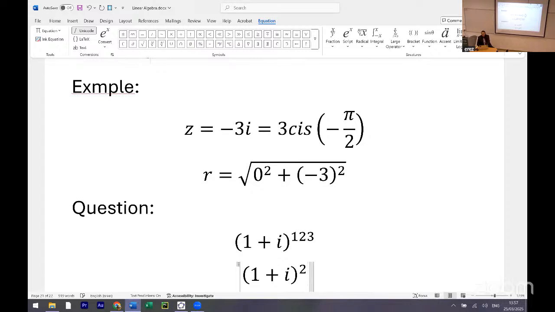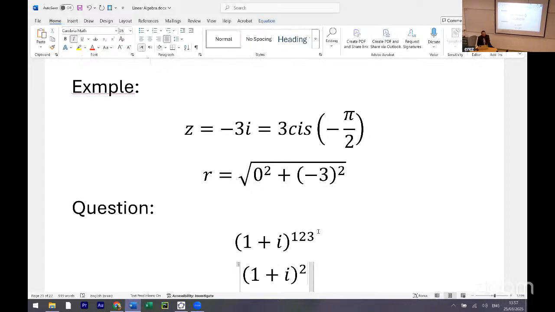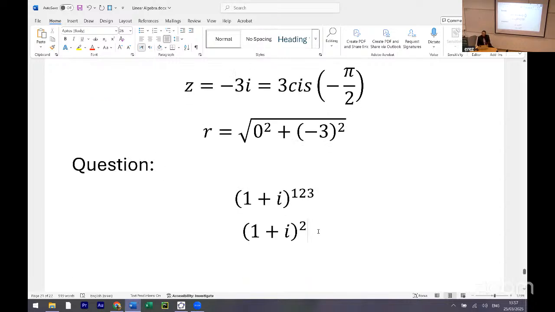You can square 1 plus i, right? That's one operation. Now you can square it again. What power do you get? 4. Square it.